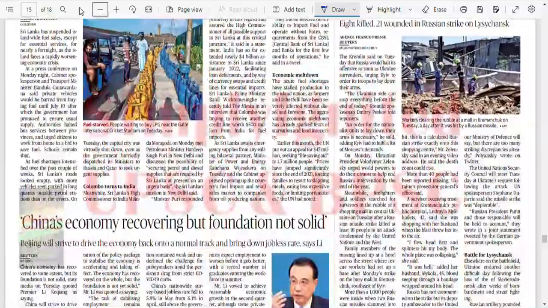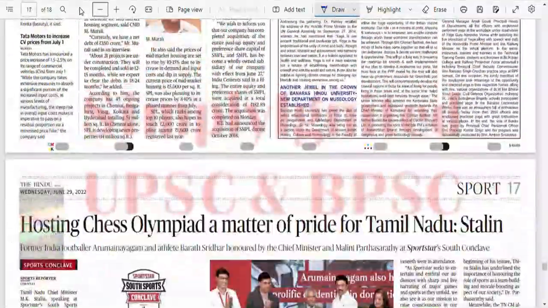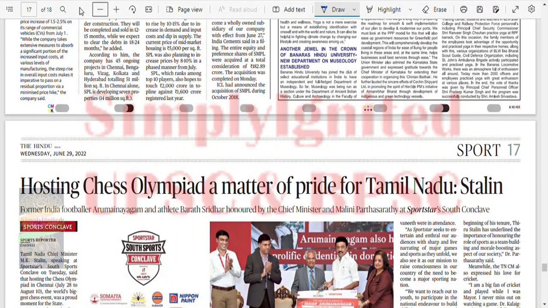Let's see if anything else is remaining. Okay, then with this, I think, yes, with this we come to the end of today's newspaper analysis. I hope you like it.